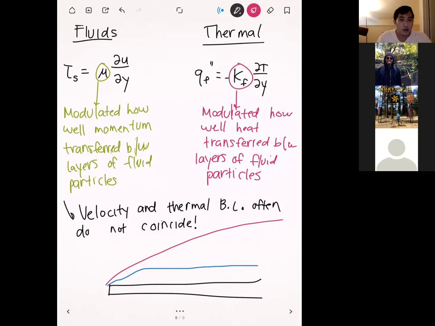Right. Now let's bring it back and talk about our convection coefficient, which is the motivation for wanting to study this whole thing.